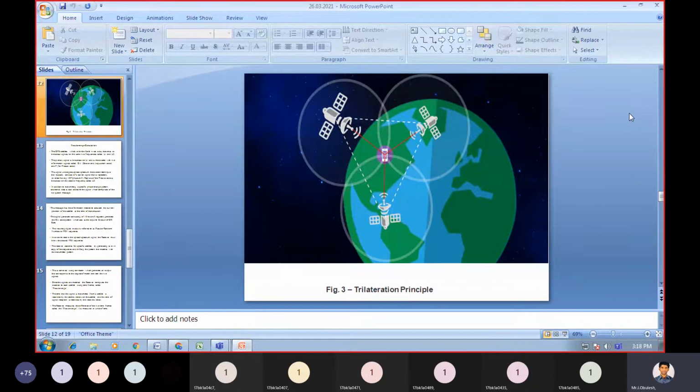helps to locate the point of interest on the face of the earth, where the travel time is the time taken by the signals to reach the receiver, which travels at the speed of light, and the distance measured helps to locate the point of interest on the face of the earth.